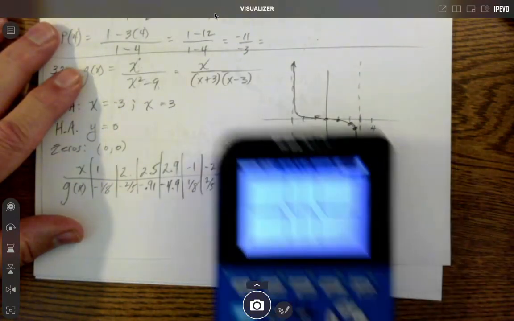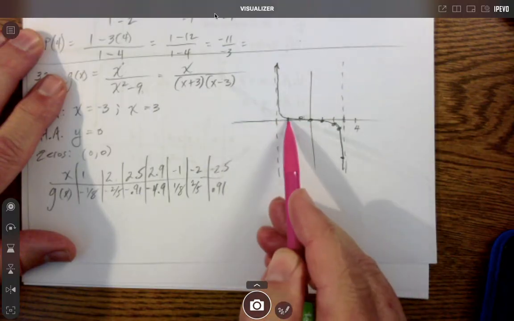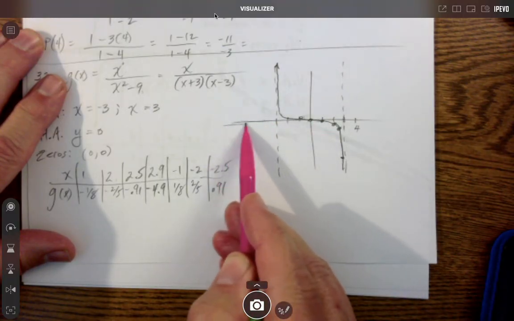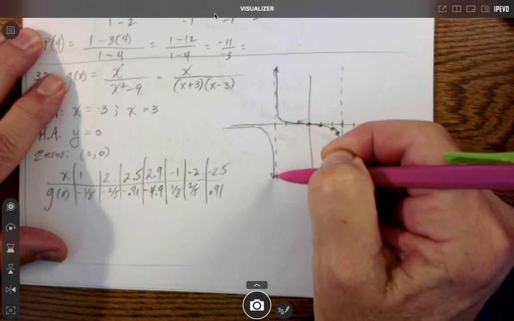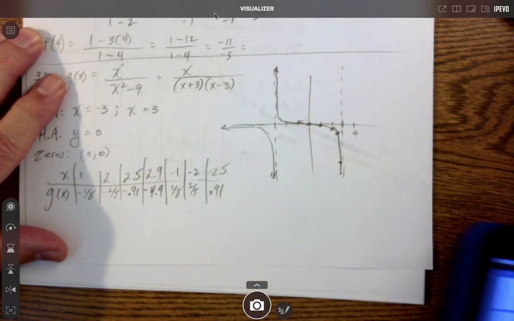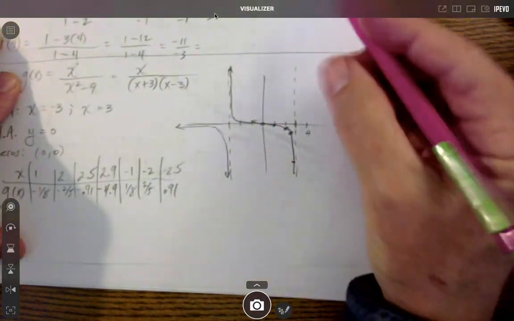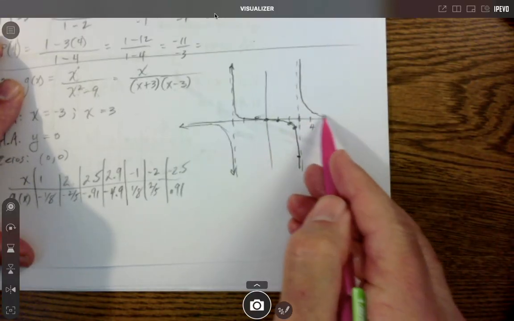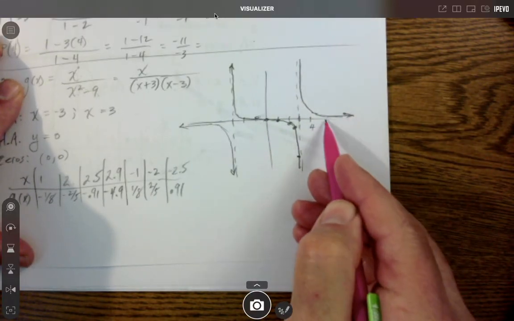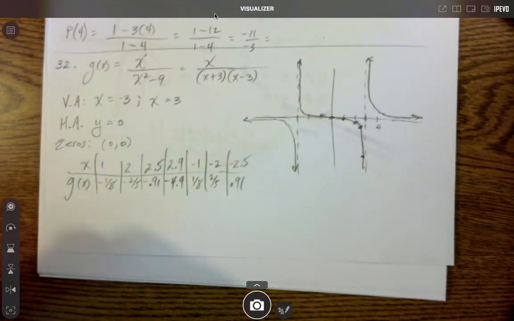Right? So you can see how the x-axis, even though it got crossed here, it's an asymptote for this part of the graph. And it's also an asymptote for the right side. All right, so that's it. That's the graph.